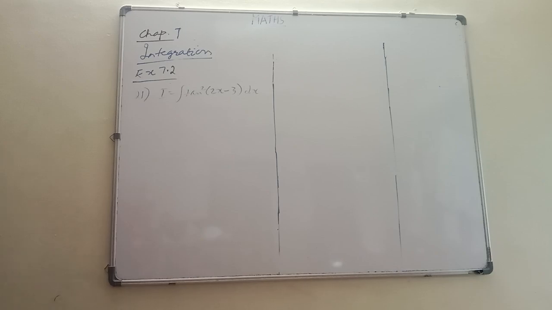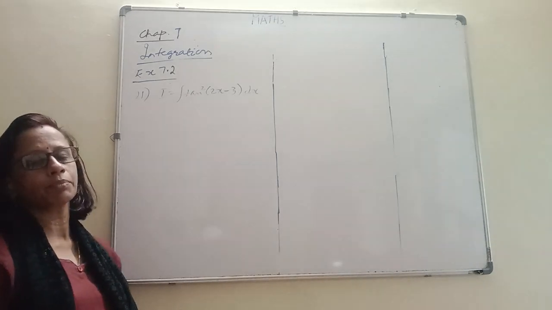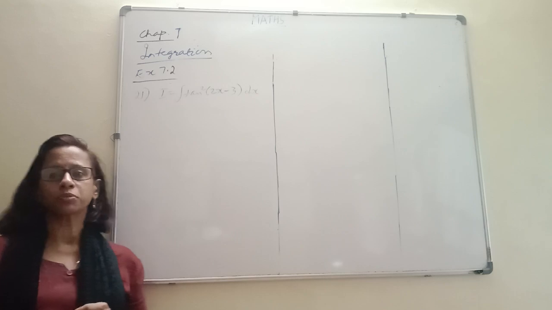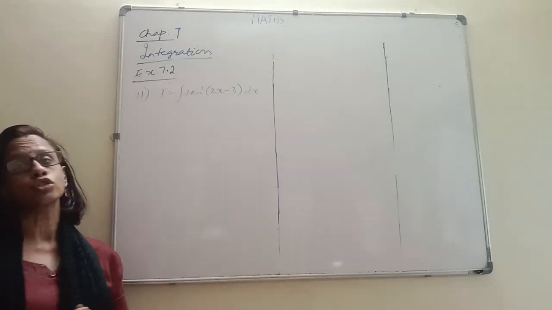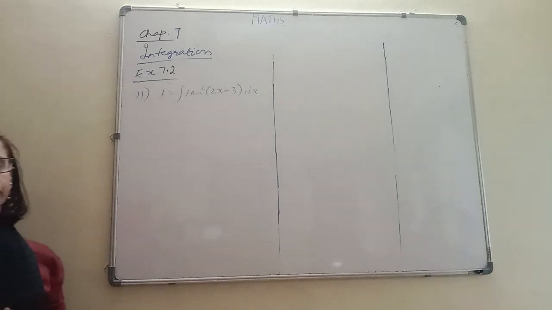Hello folks, we are back with another video of this exercise 7.2. It's problem number 21 which we are supposed to do. It says that you are given the function tan squared (2x minus 3) which we have to integrate.